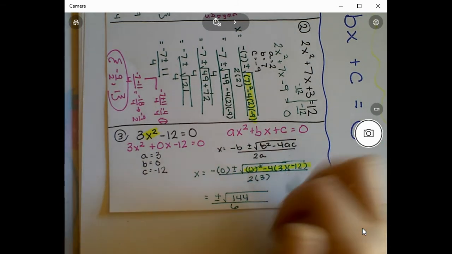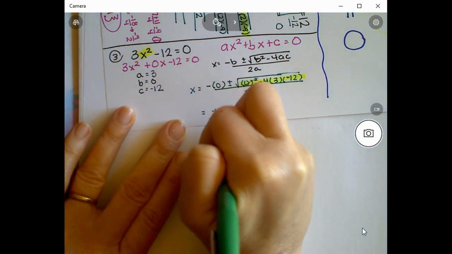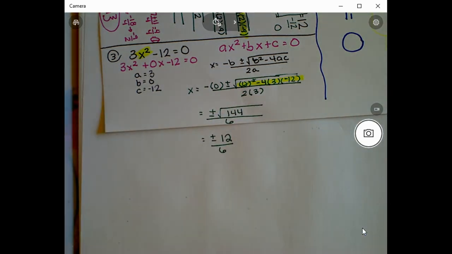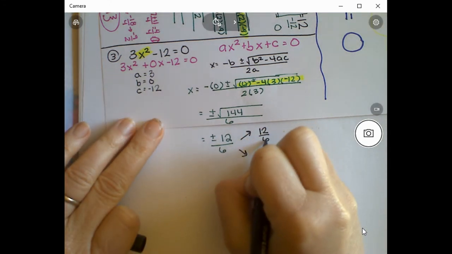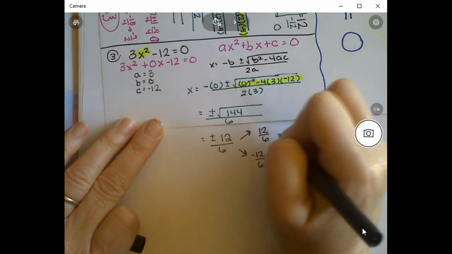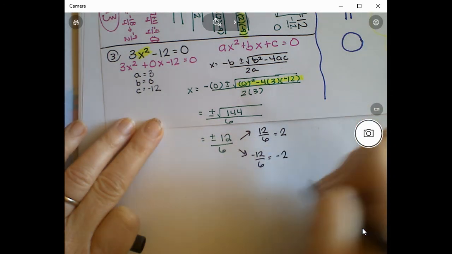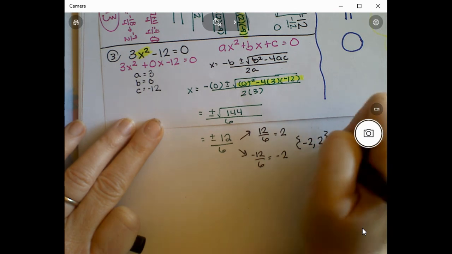We know that the square root of 144 is 12 over 6. And this is the point at which you split into two pieces. We have positive 12 over 6 and negative 12 over 6. 12 divided by 6 is 2. Negative 12 divided by 6 is negative 2. So the answer is negative 2, 2.